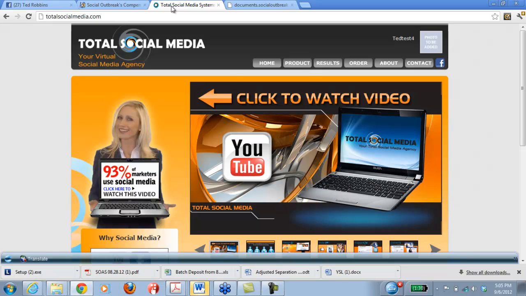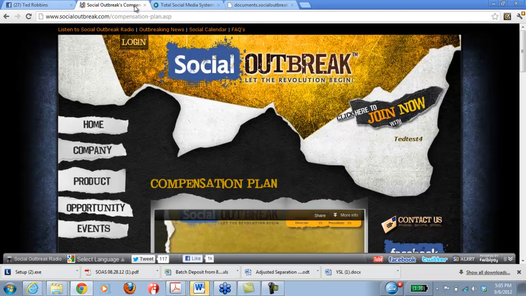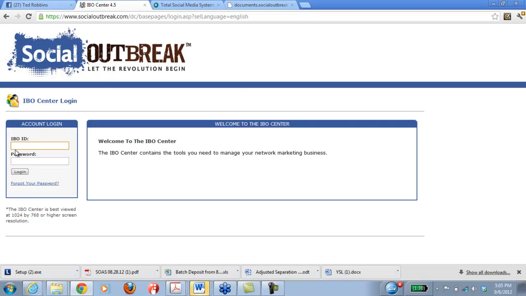Now, both of these business models are connected to the same back office, and let me show you how you log into it. You can go from the Social Outbreak side and click the login in the very upper left-hand corner, and this will take you into the common back office that figures out all of your retail commissions and your commissions for Social Outbreak.